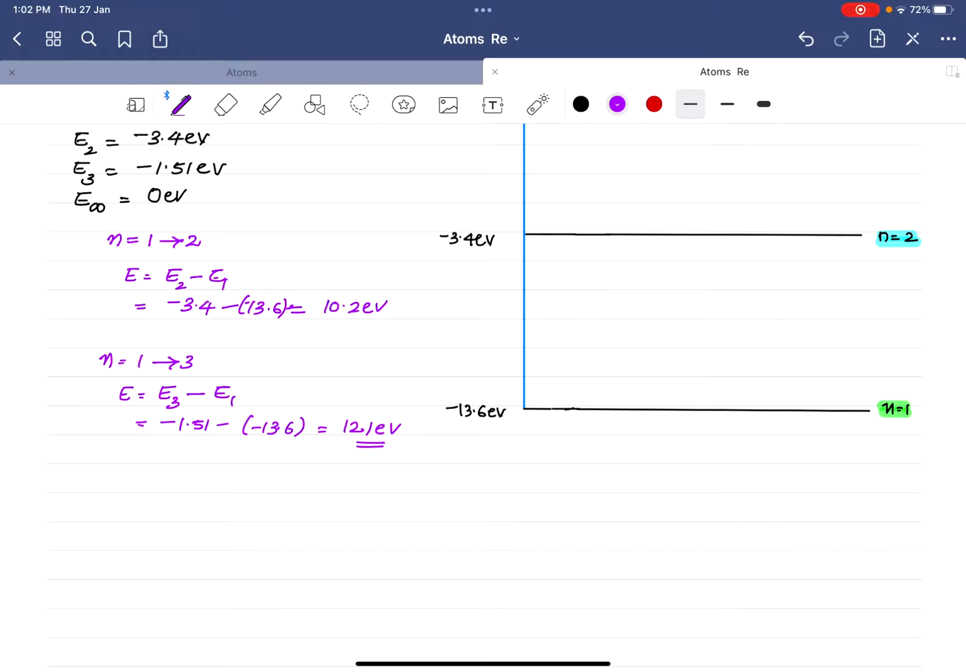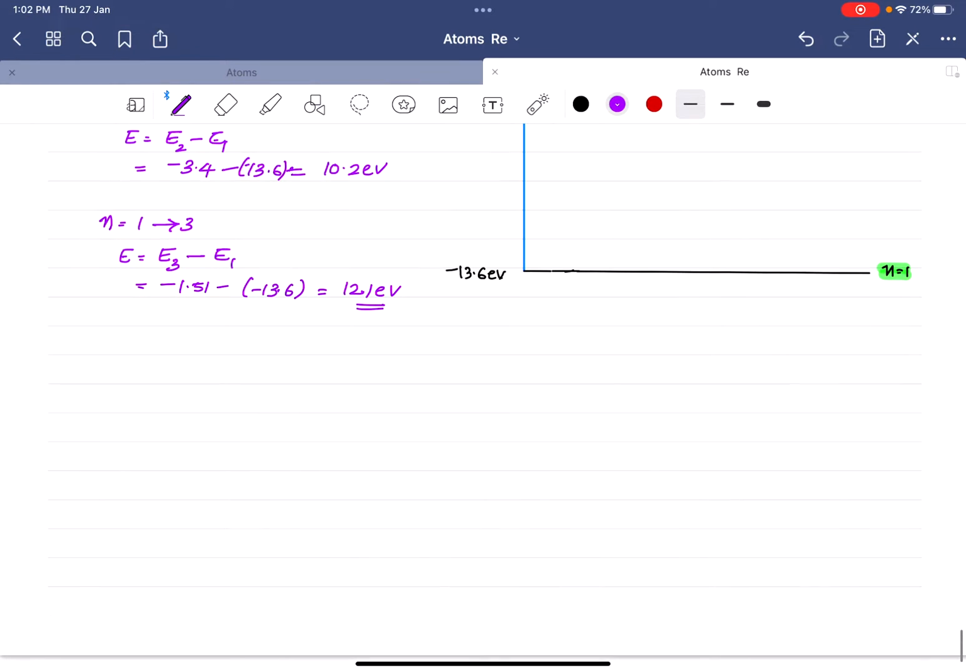Or the bombarding particle, whatever particle is going to come and hit the atom, in order to excite it to the second energy level, it has to provide an energy of 12.1 electron volt. This energy that you are providing is called as excitation energy. Now we have to talk about excitation potential. If you have understood excitation energy, understanding excitation potential is very easy.